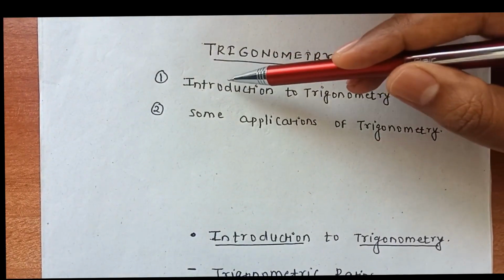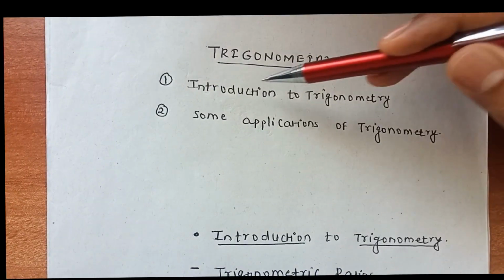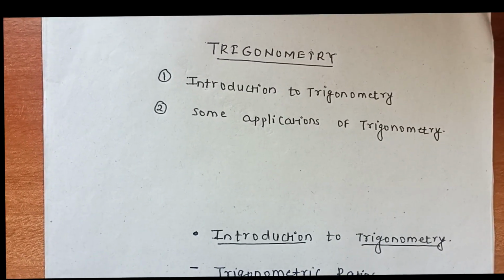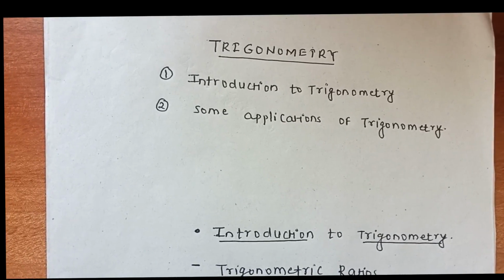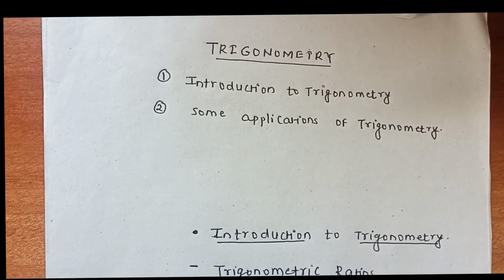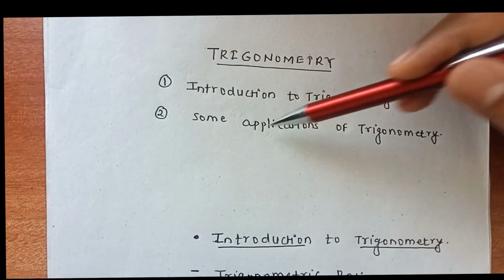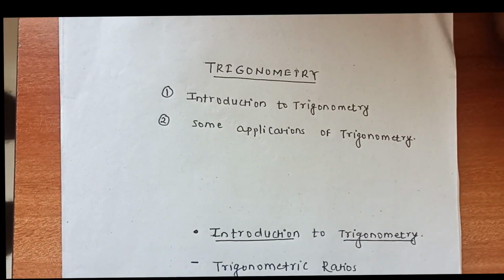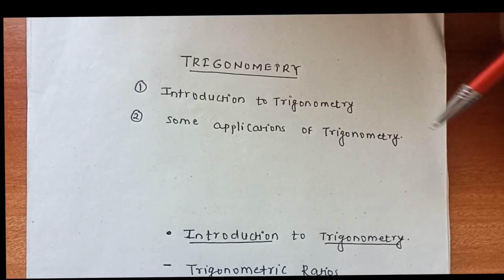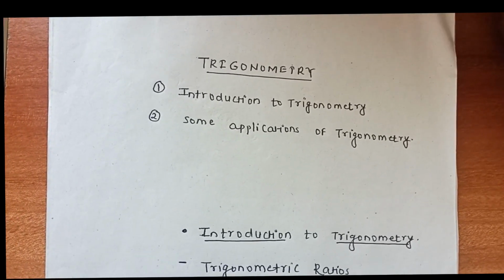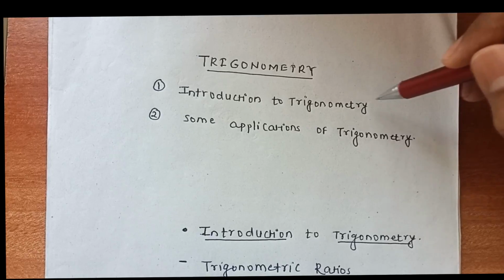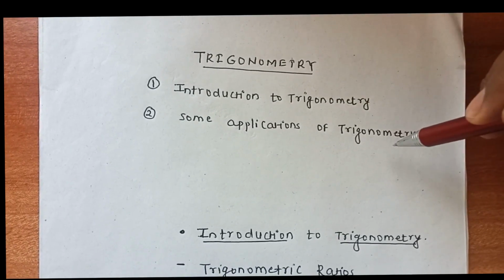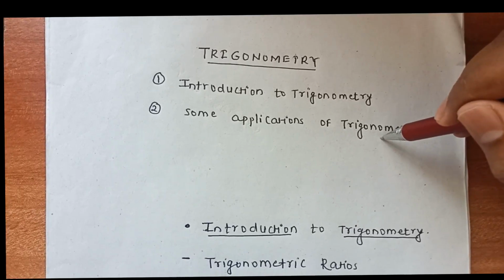So the first part of trigonometry, that is introduction to trigonometry, has only calculations about the angles, different functions and their formulas. And the second part is some applications of trigonometry. This part consists of application problems that we'll see in the successive lectures. So if you know the introduction of trigonometry very well, you can easily solve the problems which are based on the applications.